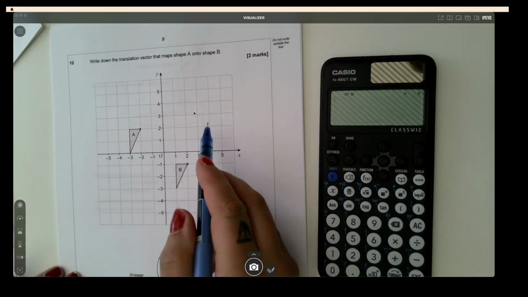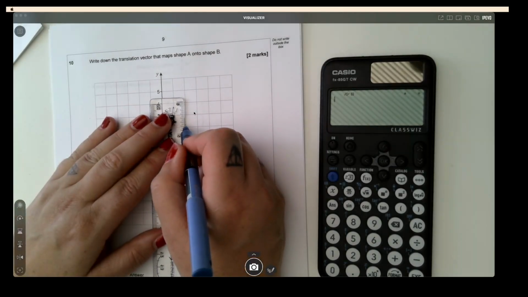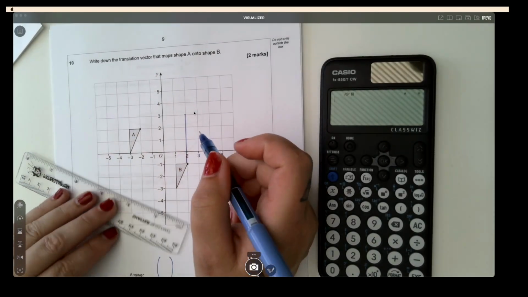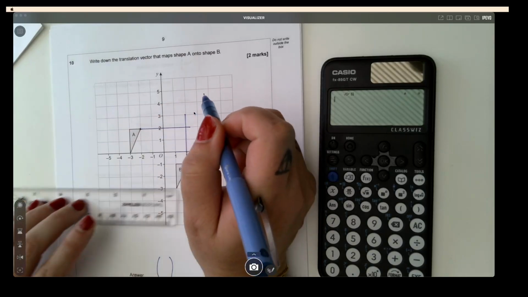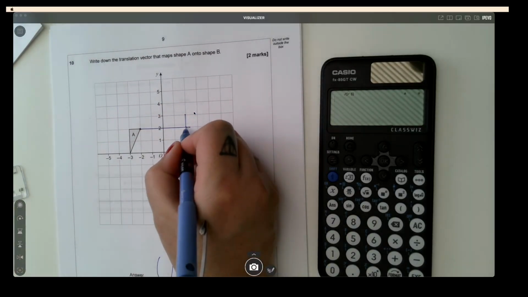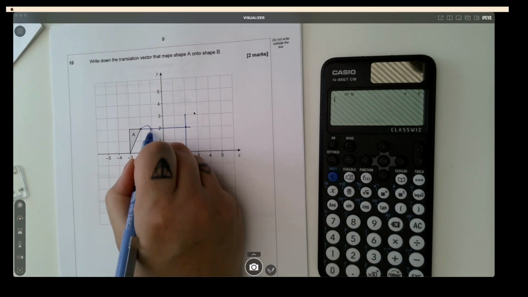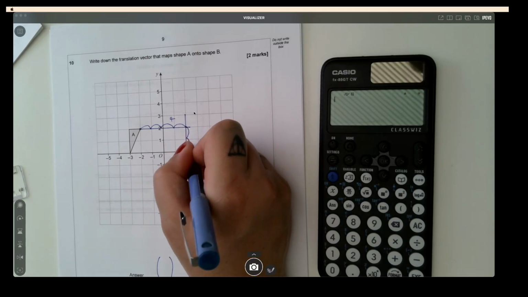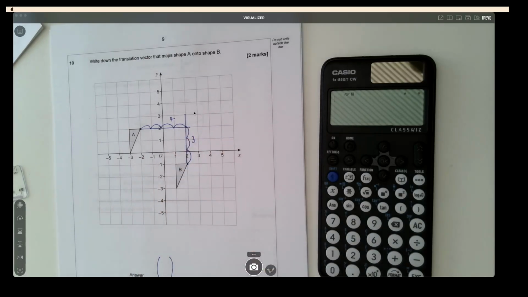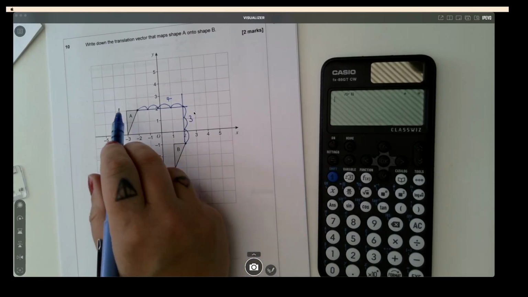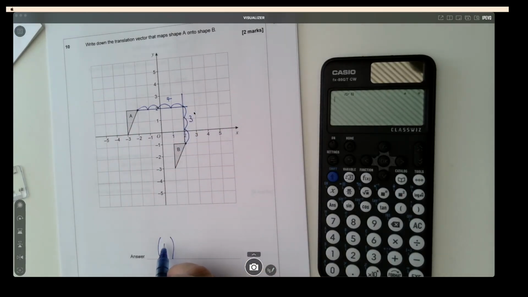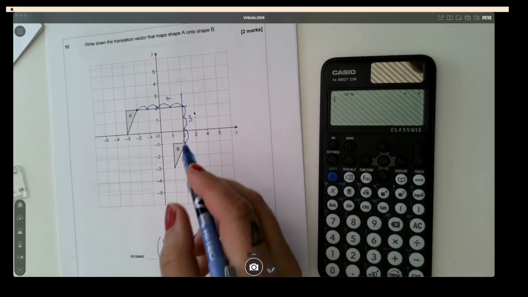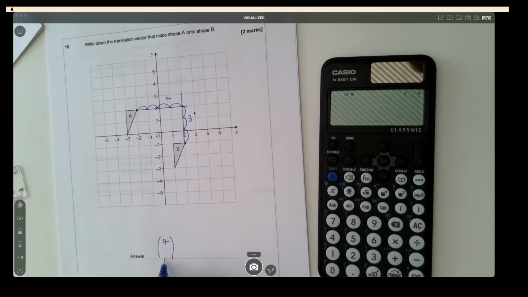So we're just going to see how far we've travelled, and we only go to the point where these two lines intersect. So we've gone 1, 2, 3, 4 to the right, and then 1, 2, 3 down. So to fill out this vector, 4 to the right, the top part of the vector is left or right, and it's positive if we go right. Then we've gone 3 down. The bottom part of the vector is up and down, and it's negative when we go down.